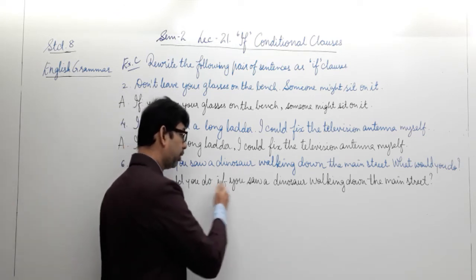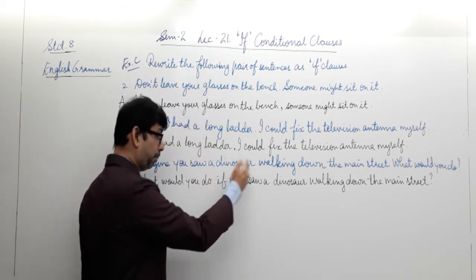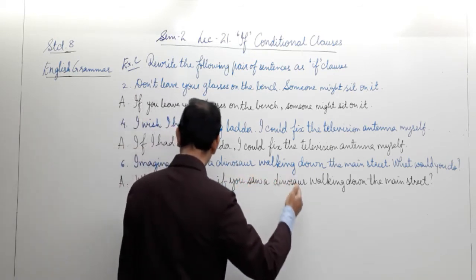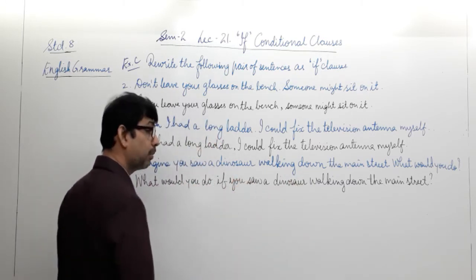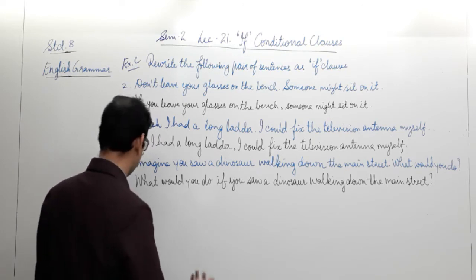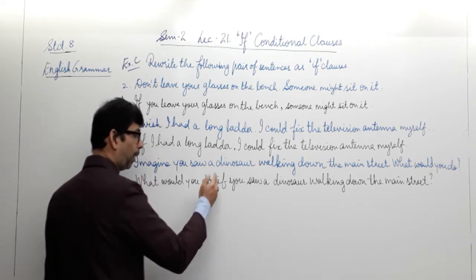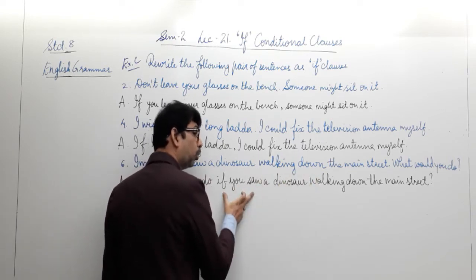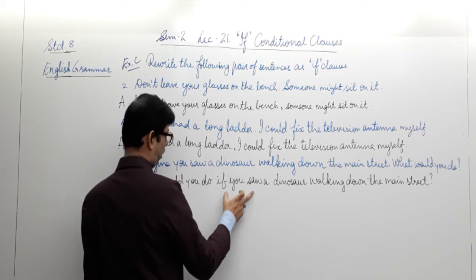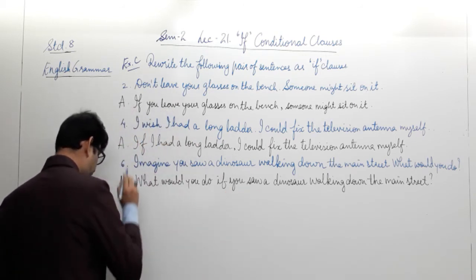Hence, we can say we have used the type 2 conditional over here. If plus simple past plus would or could and the other words in the sentence. It would be a base form of the verb or the complement that is given to us. Therefore, what would you do was the main clause followed by the subordinate clause. If you saw, we have the type 2 conditional used over here. Well, this was sentence number 6, sentence number 8.